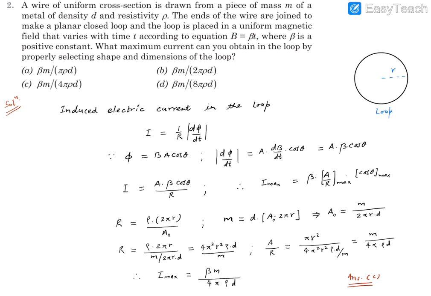d phi by dt is basically the EMF induced, right? Phi is B A cos theta, where theta is the angle between B and A. A is the area vector of the loop. So we find d phi by dt as a magnitude. A is a constant, theta is constant with respect to time, so only B will be differentiated. dB by dt will become beta, so it's going to be A beta cos theta. So current is going to be A beta cos theta divided by R, where A is the loop area, beta is a positive number, theta is the angle between the area of the loop and the magnetic field, and R is the resistance.